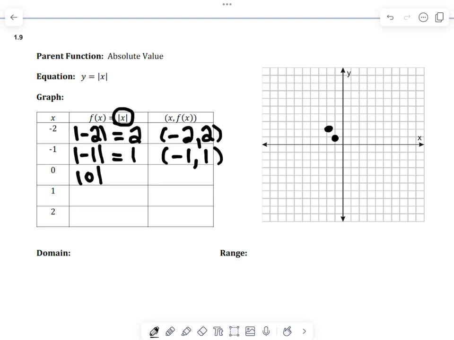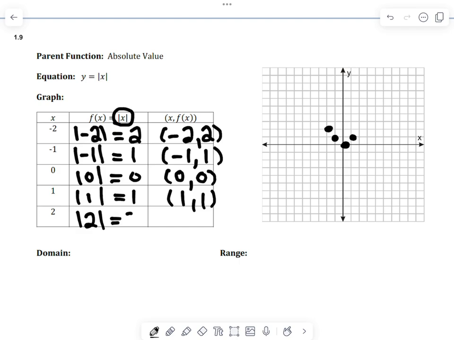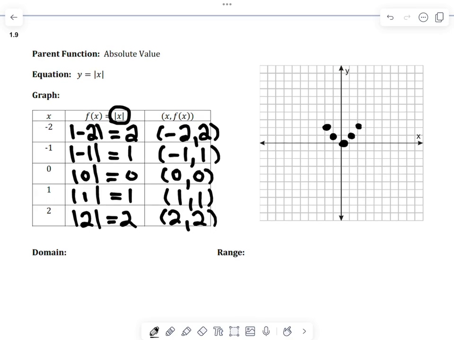The absolute value of 0 is 0, so we're at the origin. The absolute value of +1 is 1, so (1, 1). The absolute value of 2 is 2, so (2, 2). And the shape of this graph looks like what I call a V shape.